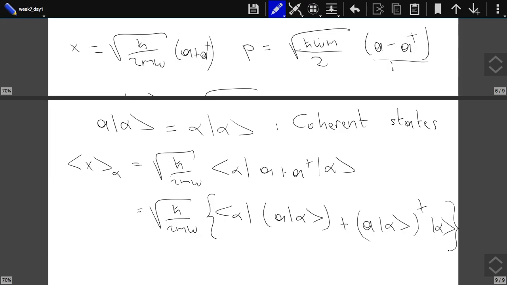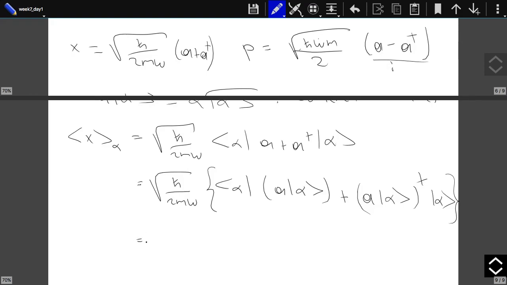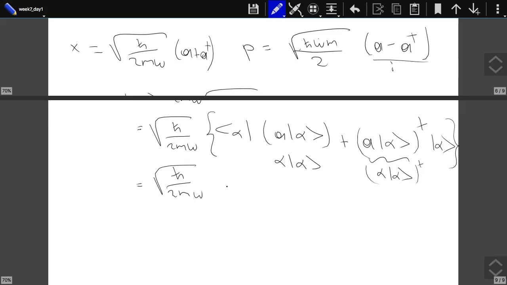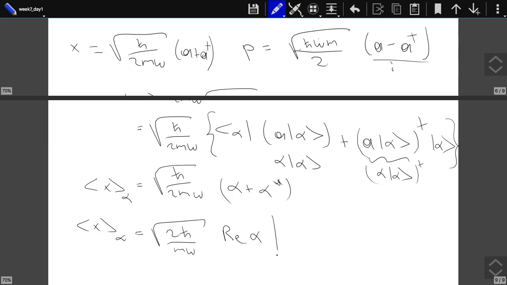The first term is the a term, the second term is the a dagger term. This is equal to square root of h bar over 2m omega. Well, this is alpha times alpha. Same here, alpha times the ket alpha. Of course, it's dagger. So this is nothing but alpha plus alpha star. The average of x in this alpha state is nothing but square root of 2h bar over m omega times the real part of alpha.